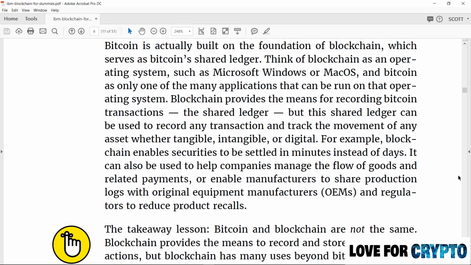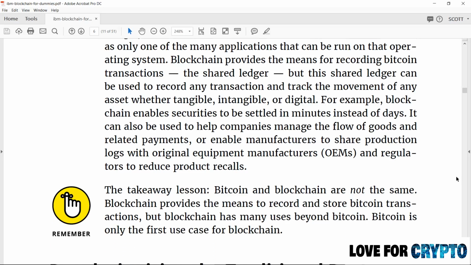For example, blockchain enables securities to be settled in minutes instead of days. It can also be used to help companies manage the flow of goods and related payments, or enable manufacturers to share production logs with original equipment manufacturers and regulators to reduce production recalls.